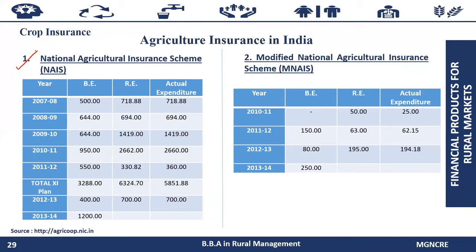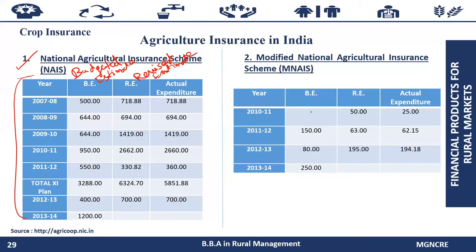and other segmentation. As you can see here, these are the years, and the BE here is budgeted estimate, and RE is revised estimate.